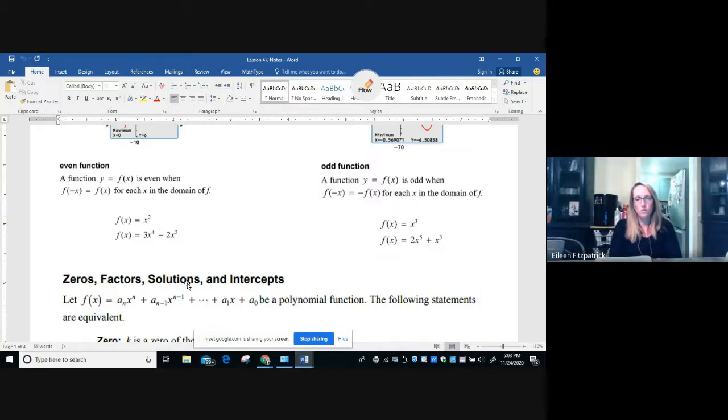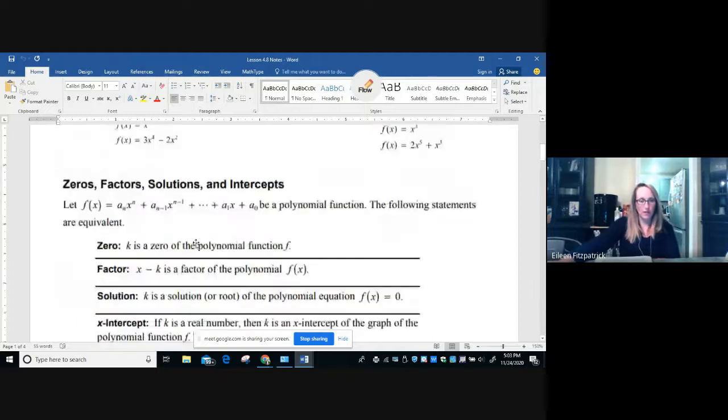But if you plug in a negative x for the function, and it changes the signs of every term, then it's going to be an odd function. Sorry, I should say all of the terms change signs, it's odd. If only some do, we'll say it's neither. And you'll see an example of that in a moment.